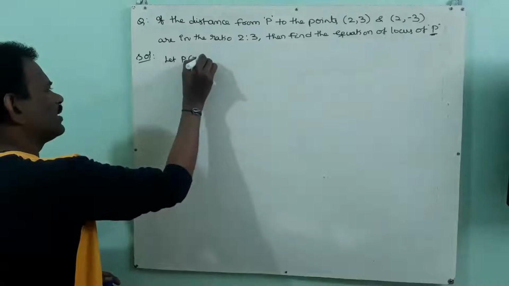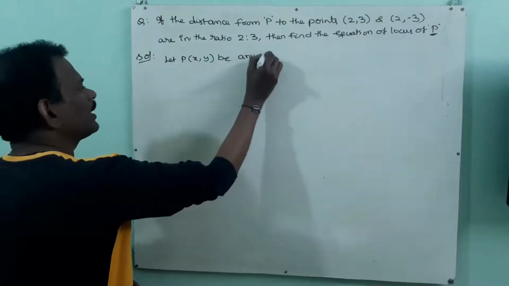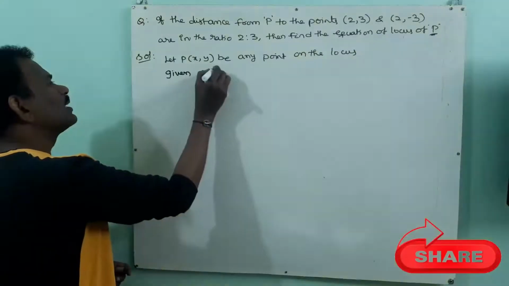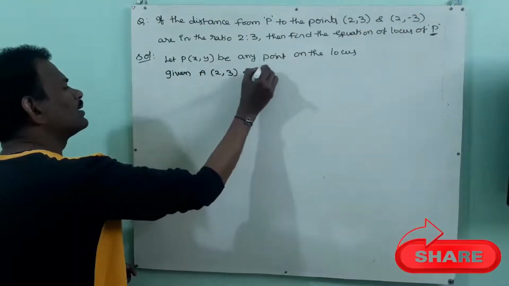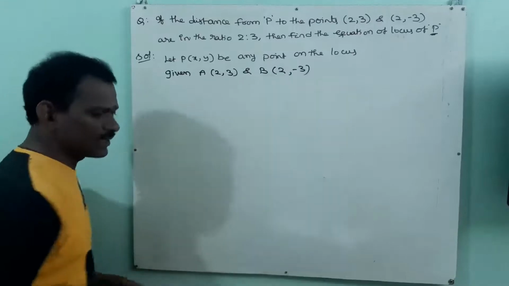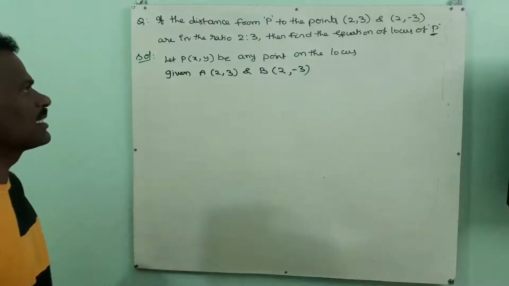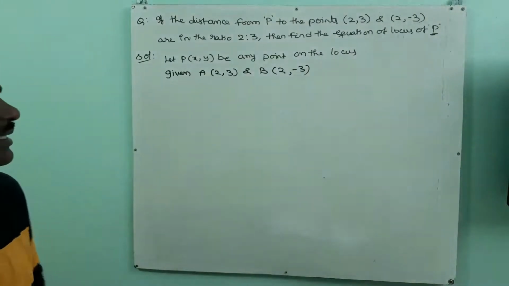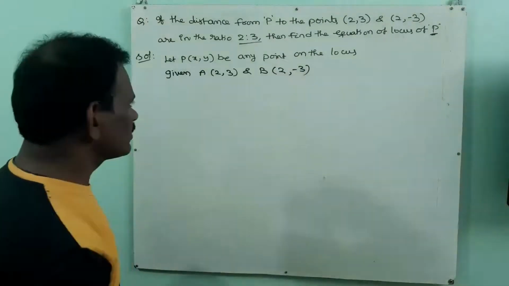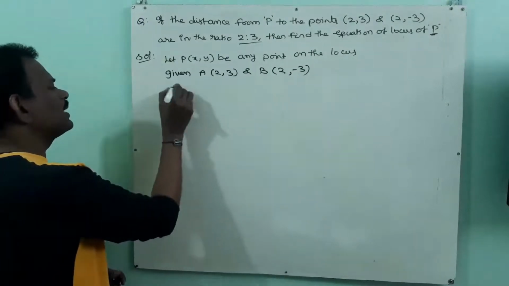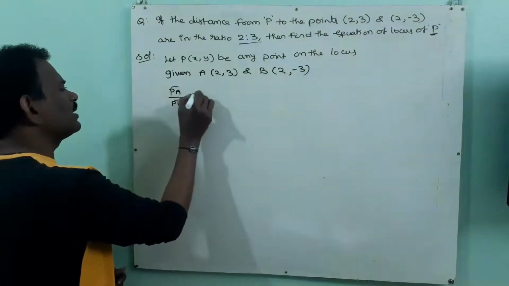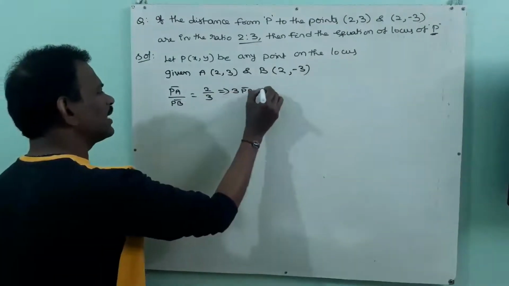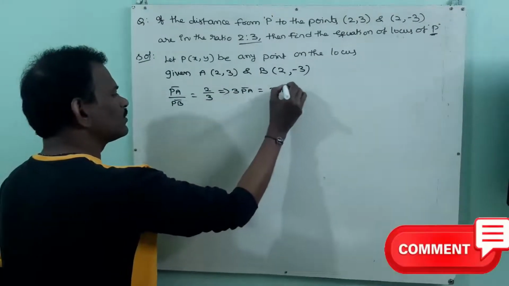Let P(x, y) be any point on the locus. Given that A is (2, 3) and B is (2, -3). Also it is given that the distances of point P to the points (2, 3) and (2, -3) are in the ratio 2:3. So we may arrive at PA by PB is equal to 2 by 3, which implies 3 into PA is equal to 2 into PB.